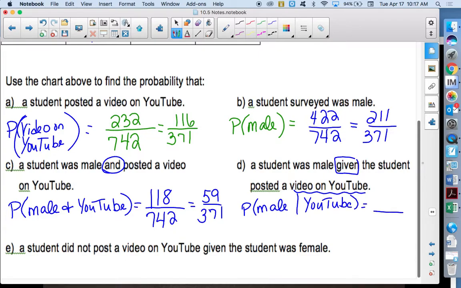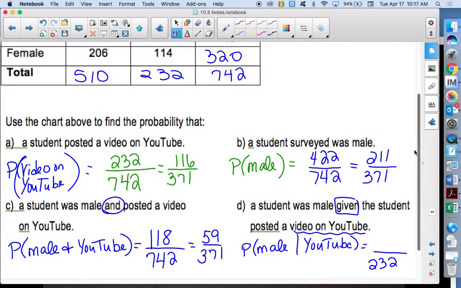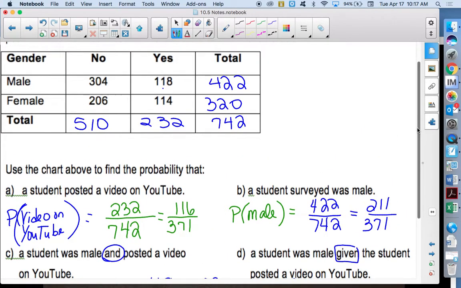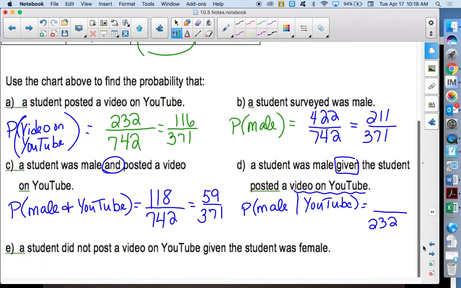So what do you think, Sam? 232. Wait, no. Is that right? 232, that goes on the bottom, yeah. 232 represents what number? The total number of people that posted the video. Correct. So the total number of people that posted a video on YouTube is this 232, and on the top would be 118. That reduces to 59 over 116. And then he said 59 over 116.